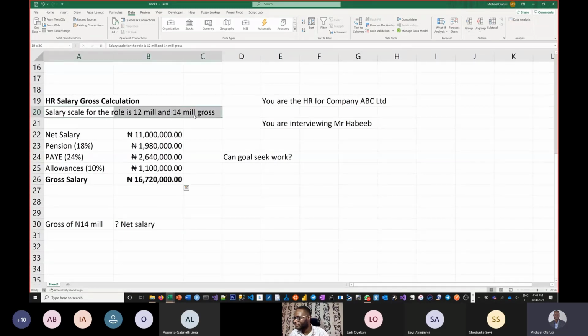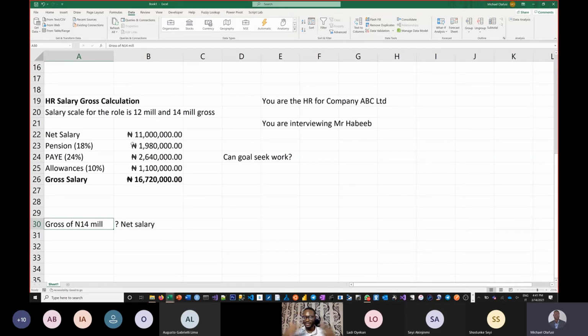Management, already you are aware that the maximum gross, the total personnel expense budgeted for that role, is 14 million. So gross must not be more than 14 million, right? So the question is, can goal seek help you to know?